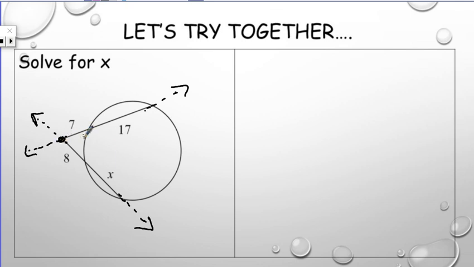This was my point of intersection right here. So what I want to identify is the outside. I'm going to do the first secant first. Here, this is my outside. And my rule tells me to do outside times the whole, outside times the whole. So my outside is 7 for that first one. So I'm going to do 7 times, and then I need to get what the whole is. If I look here, the whole, which I'm going to highlight in red, is 7 plus 17. So 7 plus 17 is the whole.